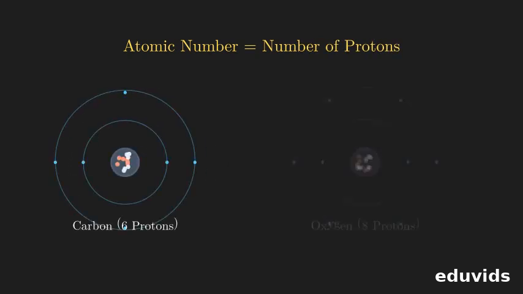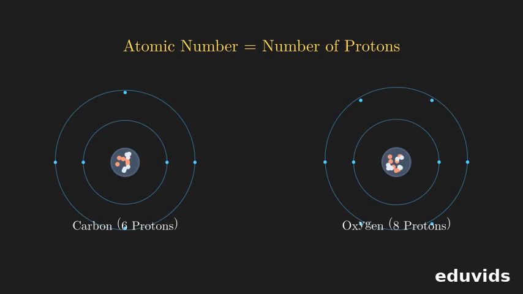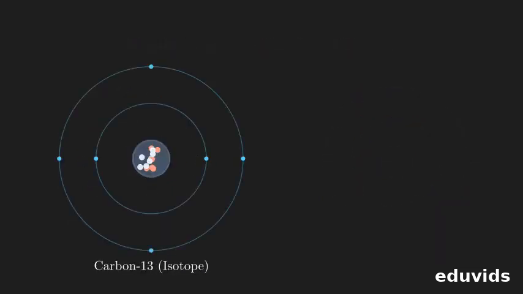The number of protons in an atom is its atomic number, which solely determines what element it is. For instance, every atom with 6 protons is carbon, and every atom with 8 protons is oxygen. Changing the number of protons changes the element itself. Neutrons mainly affect an atom's mass, creating different versions of an element called isotopes.